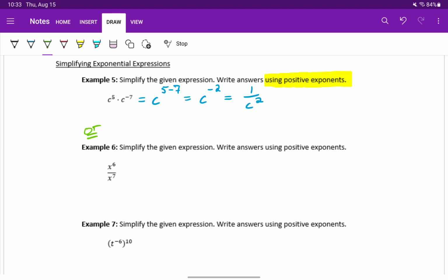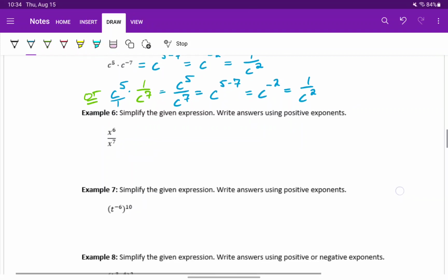Another way to approach this problem would be to start off with using that negative rule. So the first thing we could do is rewrite this second factor as 1 over c to the 7th. We can make anything a fraction, any number a fraction, by putting it over 1. So this tells us that what we have is c to the 5th over c to the 7th. And then we would use the quotient rule. We would subtract those two exponents, getting us to c to the 5 minus 7 power, getting us to the same place, where this becomes c to the negative 2, or 1 over c squared. So there are different ways to approach these problems, just depending on how we apply the rules, and either of those two approaches would be valid.